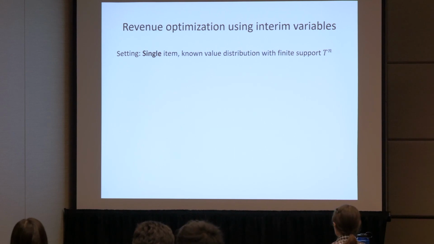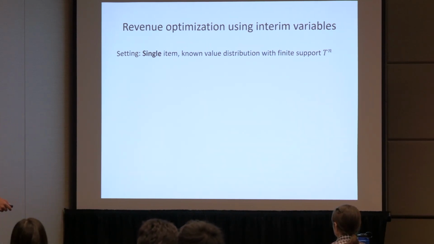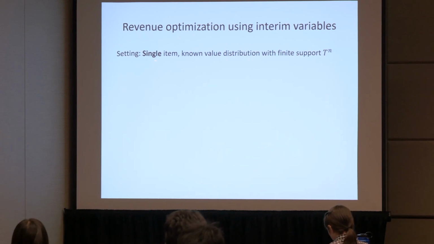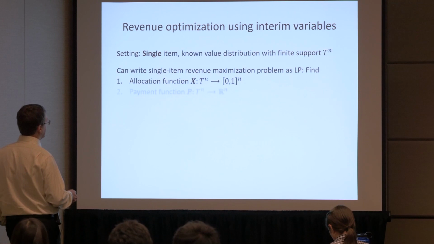Some other ideas. Now I'm going to need to speed through this pretty quickly. We've now ended the three approaches section here, and I'm just going to talk about some separate ideas. Here, the setting is single item, non-valuation distribution with finite support T to the n. We can write the single item revenue maximization problem as an LP, as we talked about.